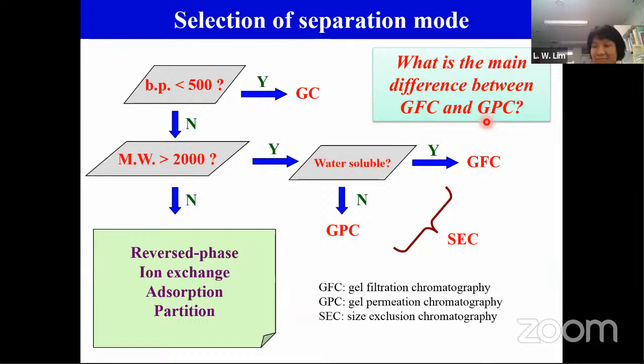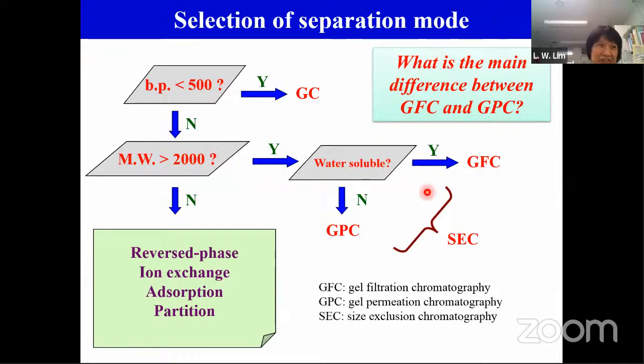Anybody can guess? If you look at here, the question here is: water soluble? If it's yes, then we use gel filtration. If it's no, we use gel permeation. So can you guess what is the main difference between this GFC and GPC? Anybody want to guess?